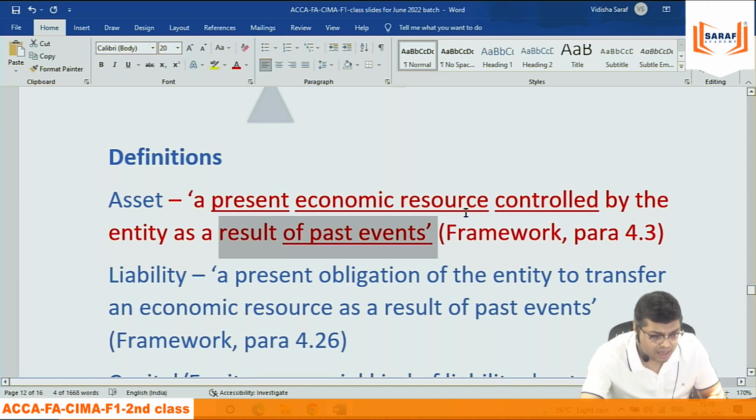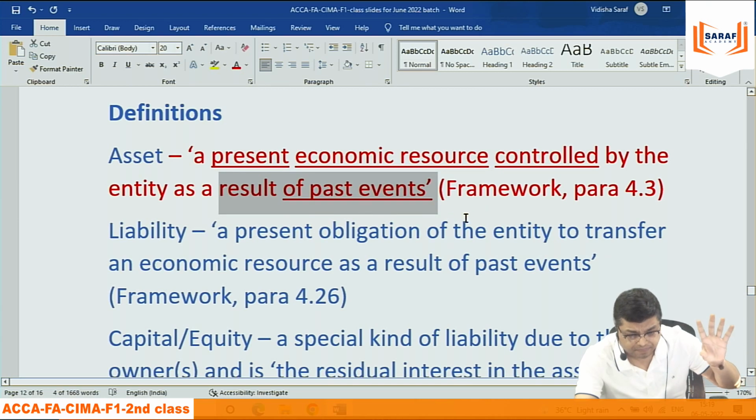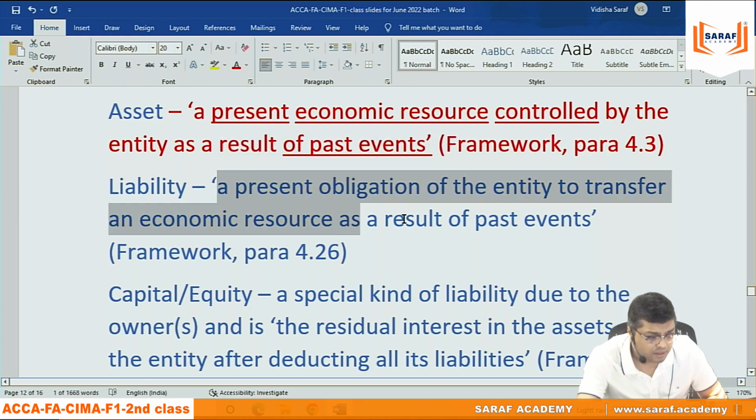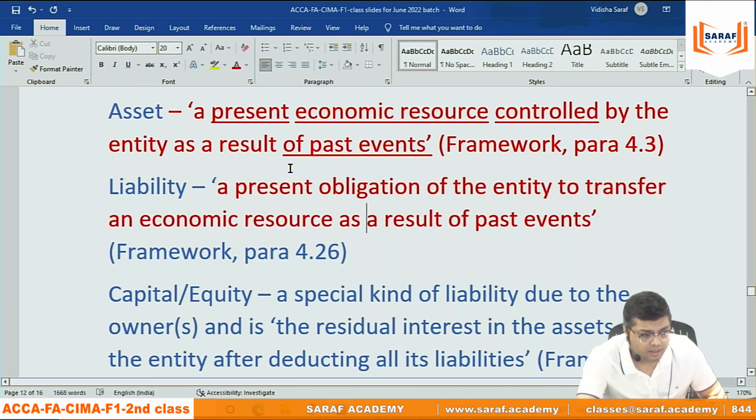A present economic resource controlled by the entity as a result of past events. This is written, comma, full stop, as per the technical language of the framework. Liability, a present obligation of the entity. A present obligation of the entity. Like assets, it is also present.